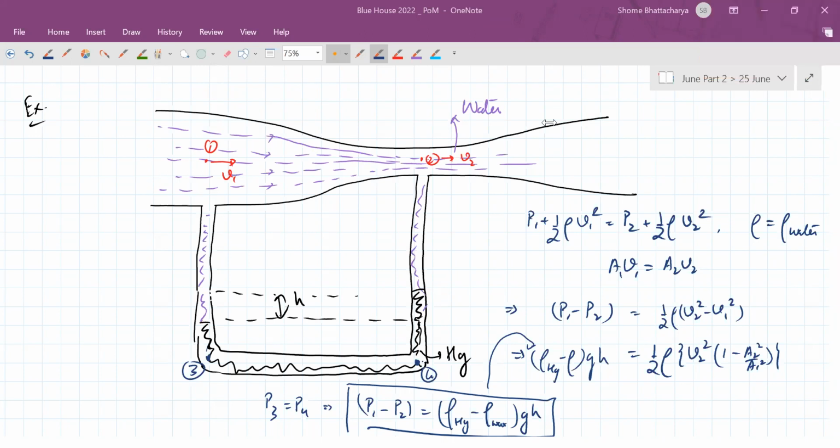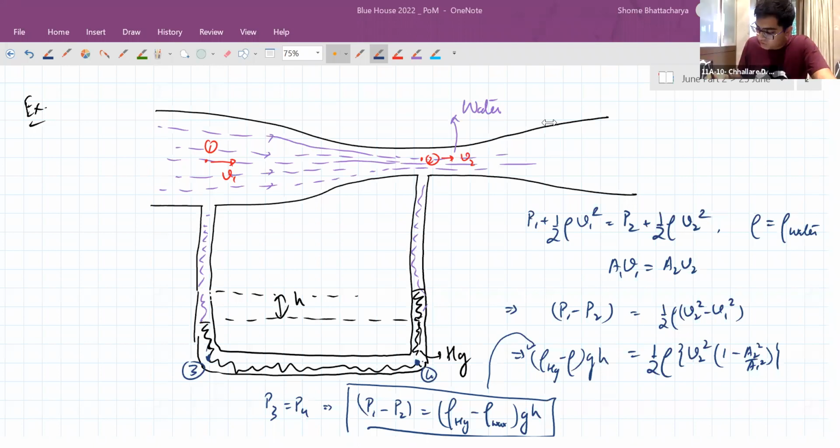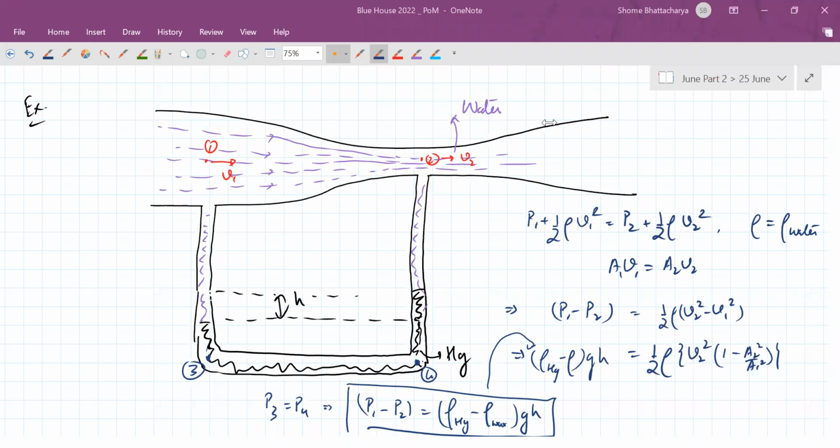Okay. You can take any reference level, it doesn't matter, but any 2 points within the same liquid at the horizontal level have to have same pressure if that liquid is not in motion. Okay. So that's what's happening to the mercury column. So you take any 2 points within mercury. Okay. Right? Yeah. Okay.